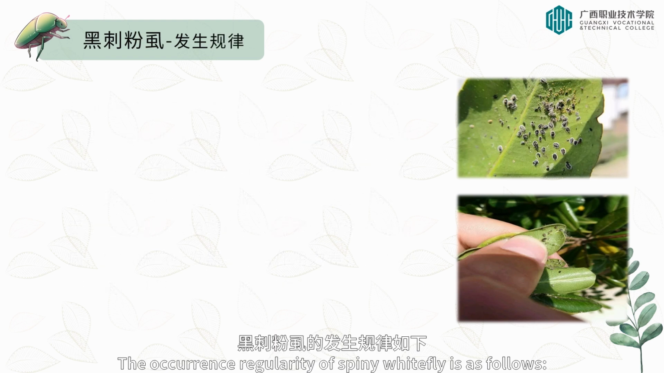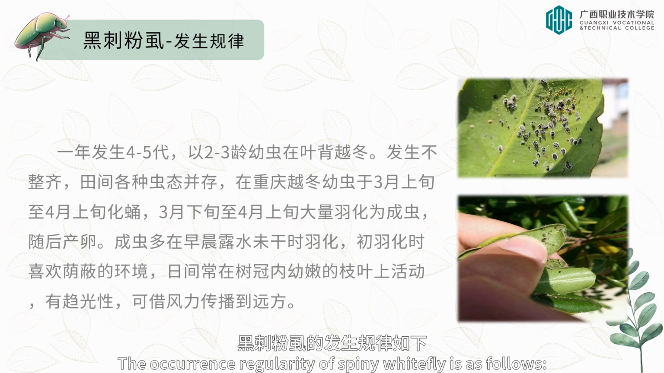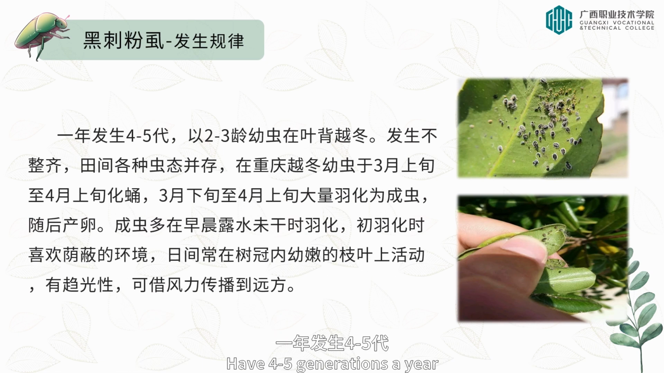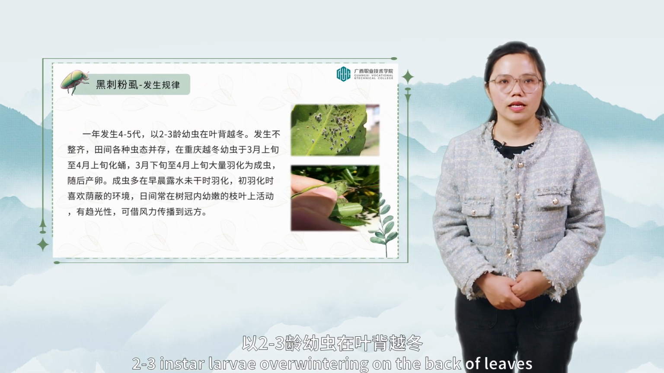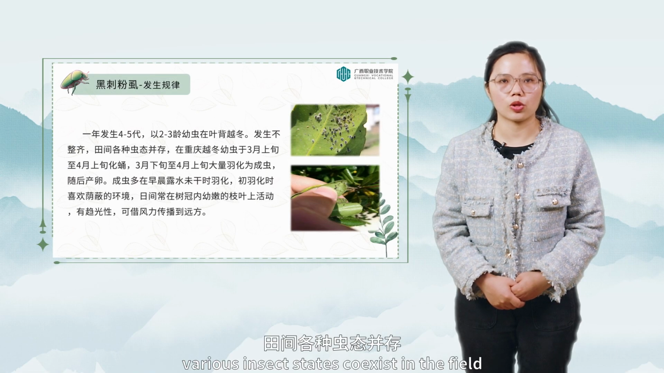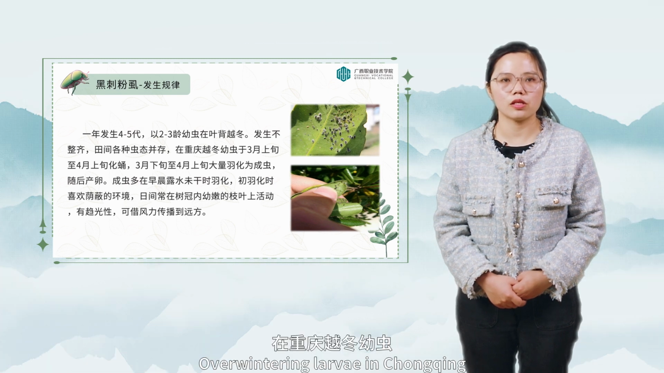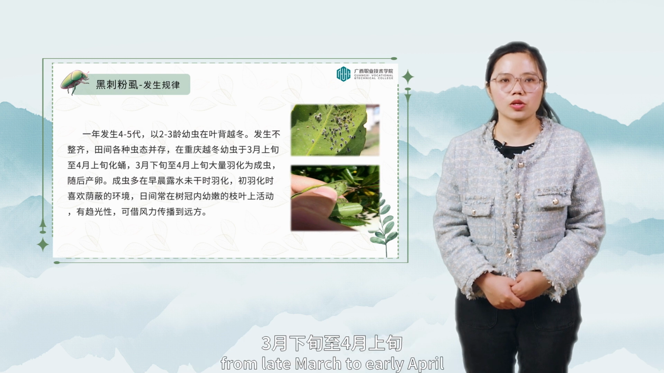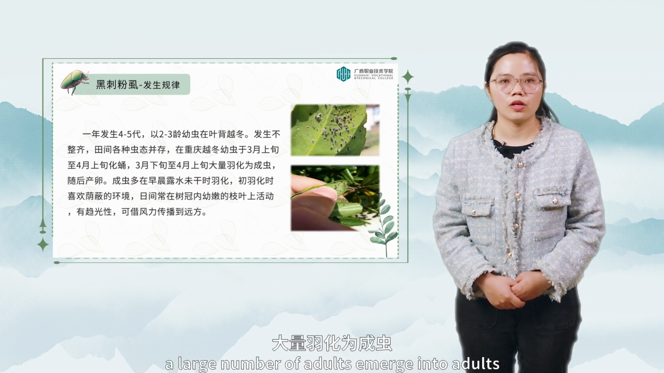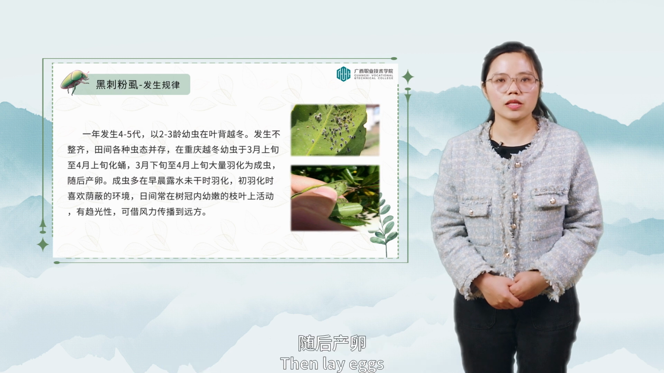The occurrence regularity of spiny whitefly is as follows. Have 4 to 5 generations a year. 2 to 3 instar larvae overwinter on the back of leaves. Irregular occurrence. Various insect states coexist in the field. Overwintering larvae in Chongqing pupate from early March to early April. From late March to early April, a large number of adults emerge, then lay eggs.